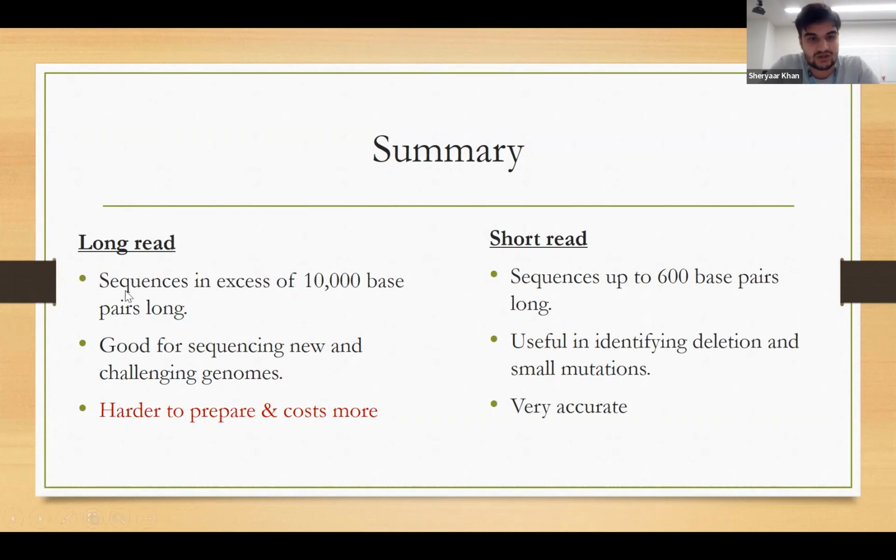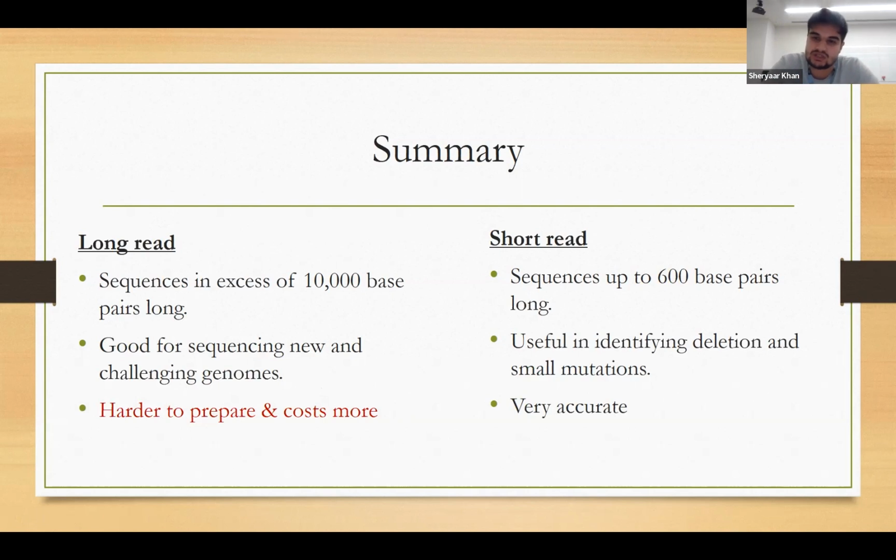So long reads are good because you can do more than 10,000 base pairs long sequencing. You can sequence new and challenging genomes. As I said, you can see structural variants and things like that. The downside is it's a bit harder to prepare and it costs more money compared to short read. Short read is good for identifying small deletions, so micro deletions and micro insertions. It's very accurate.